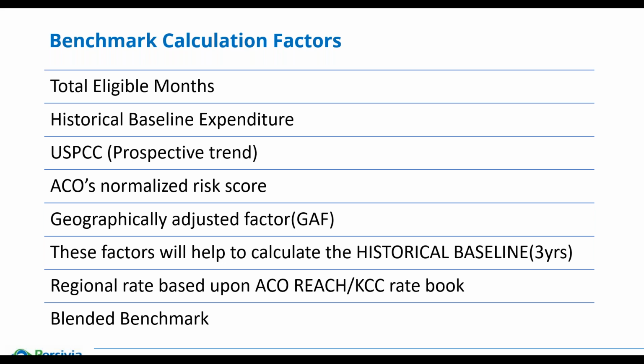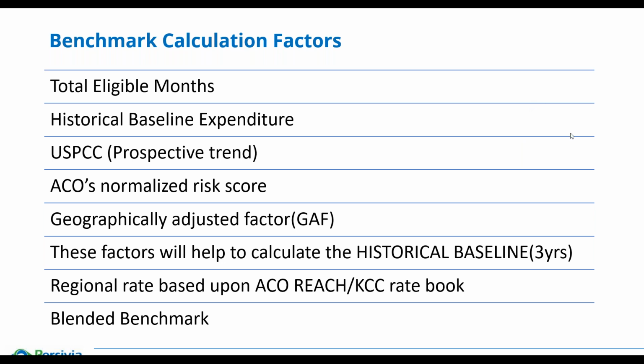First, the total eligible months. Total eligible months is nothing but the number of beneficiaries you have multiplied by the average alignment in a year. So if you have 10 beneficiaries aligned for on average 7 months per beneficiary, you have 70 eligible months.